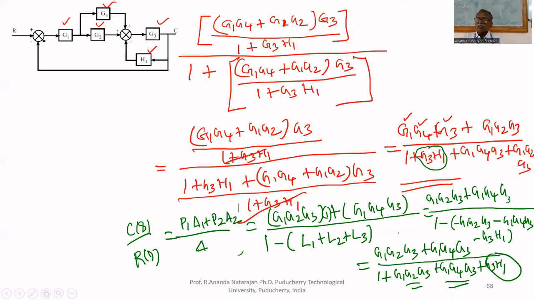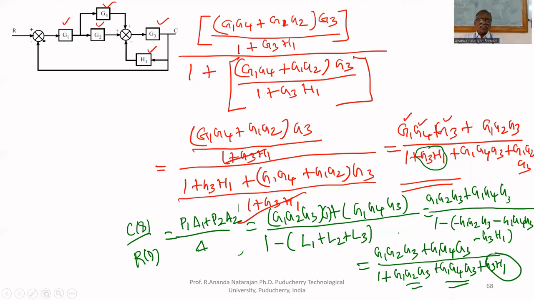What is delta 1? Delta 1 is nothing but delta for the part of graph which is not touching forward path 1. What is delta 2? Delta 2 is also delta. We have to find a delta which is not touching the second forward path. There is no graph which is not touching the first forward path and second forward path. Therefore, delta 1 equal to 1. Delta 2 also equal to 1.